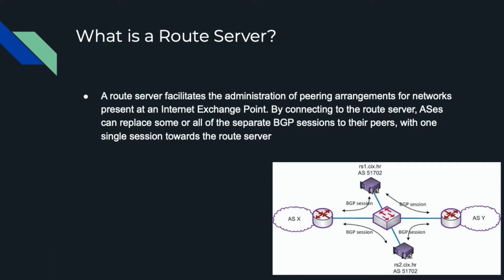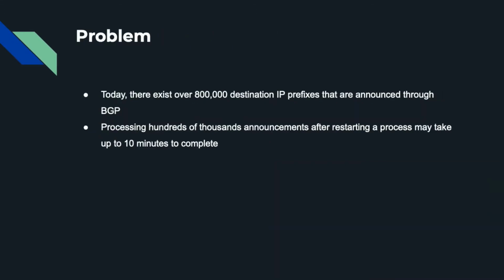In the figure on the right, you see an illustration of how autonomous systems connect to each other over a route server. As of today, there exist around 800,000 IP prefixes that are announced through BGP. Last year, this number grew by 6% year over year. Processing hundreds of thousands of announcements after restarting the system process may take up to 10 minutes to complete. During this time, the optimal route towards a specific destination on the Internet may not be known, which impacts communication in a negative way.